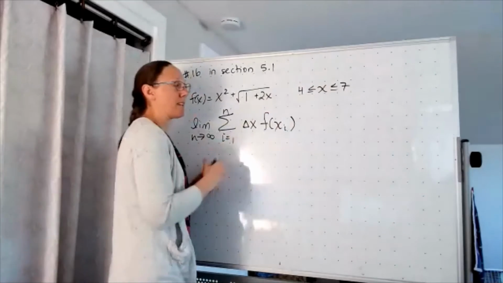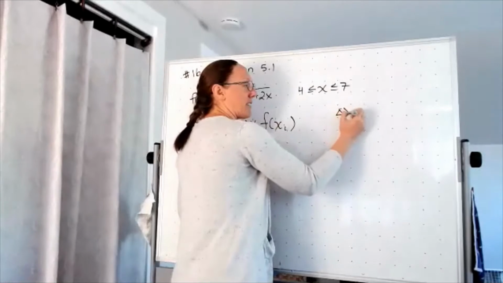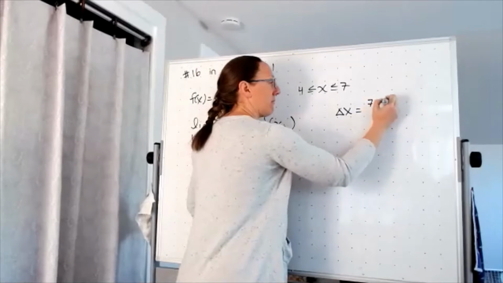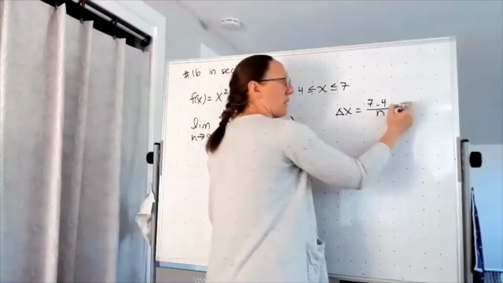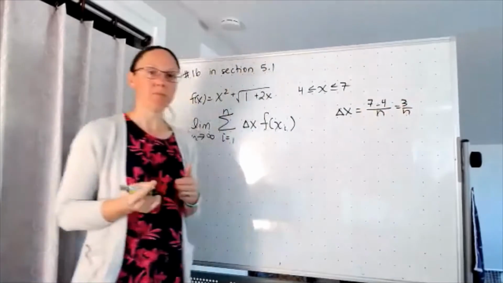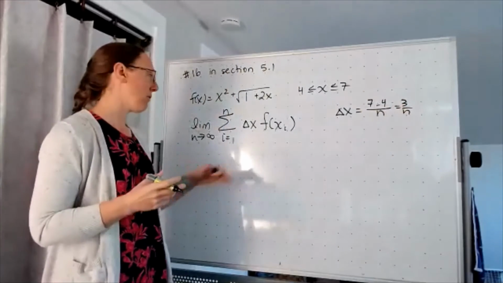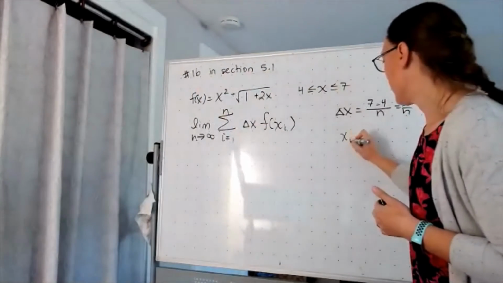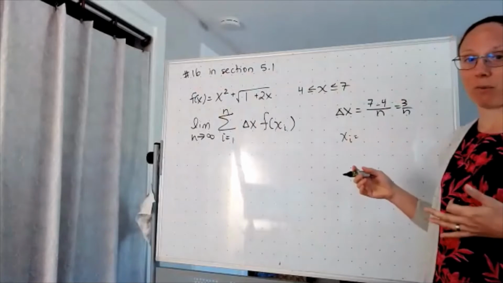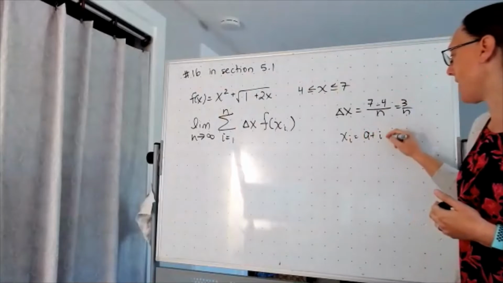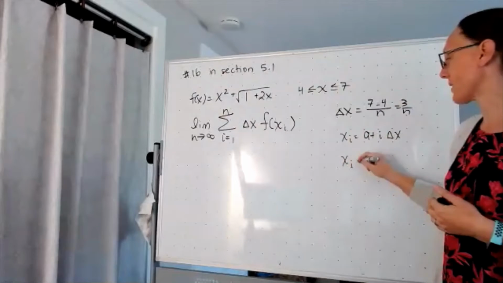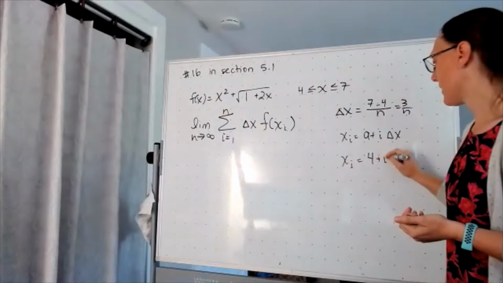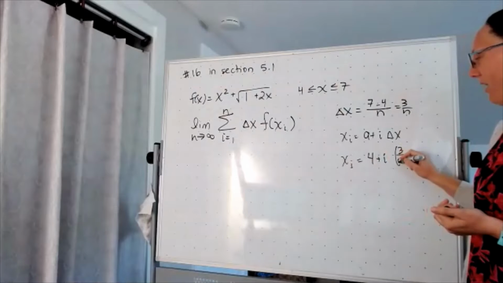So the first thing I want is my delta x. And that delta x is going to come from 7 minus 4 over n, or I'm going to write that as 3 over n. The next piece that we need is our formula for the x sub i. And again, we're going to use the formula for the right-hand endpoints. So my x sub i, the generic formula looks like a plus i delta x. So for us specifically, a is that starting point, so it's going to be 4 plus i times 3 over n.